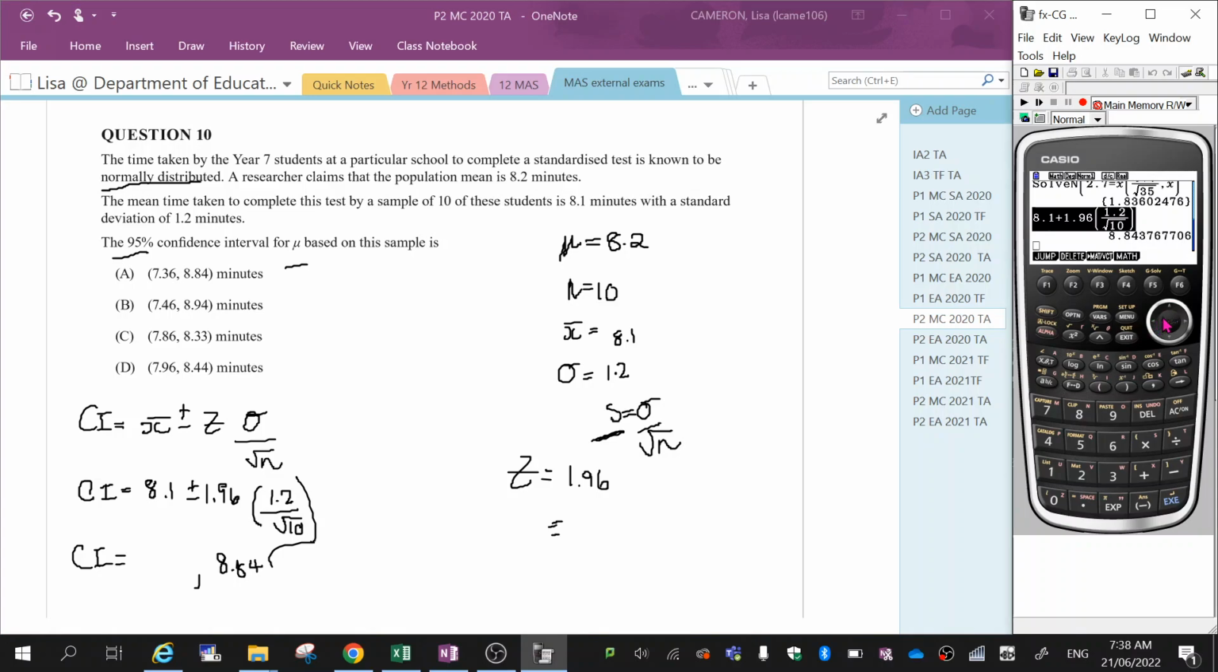Now if I want to go back and change it slightly so I can change it to a minus, it's much faster just to go back and adjust your formula that you've already typed. Okay, and 7.36 is the other one. Okay, so that would correlate to an answer of A.